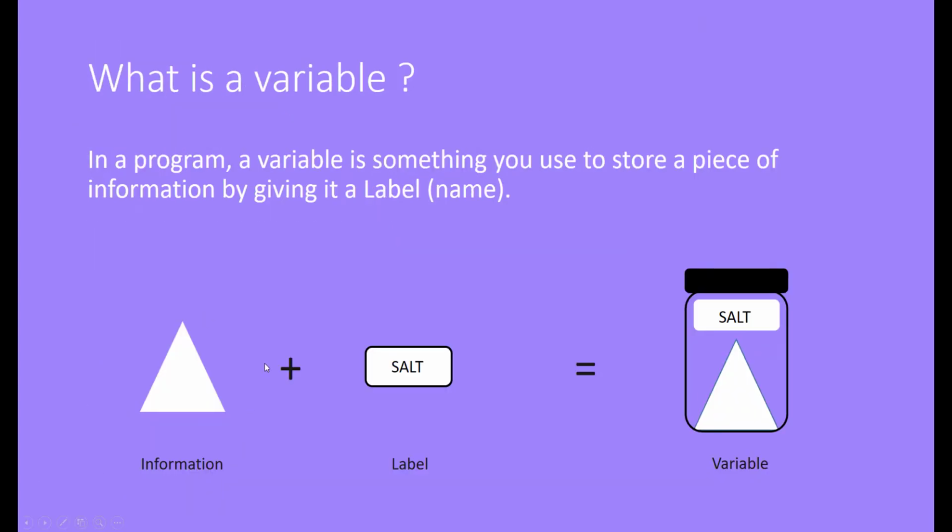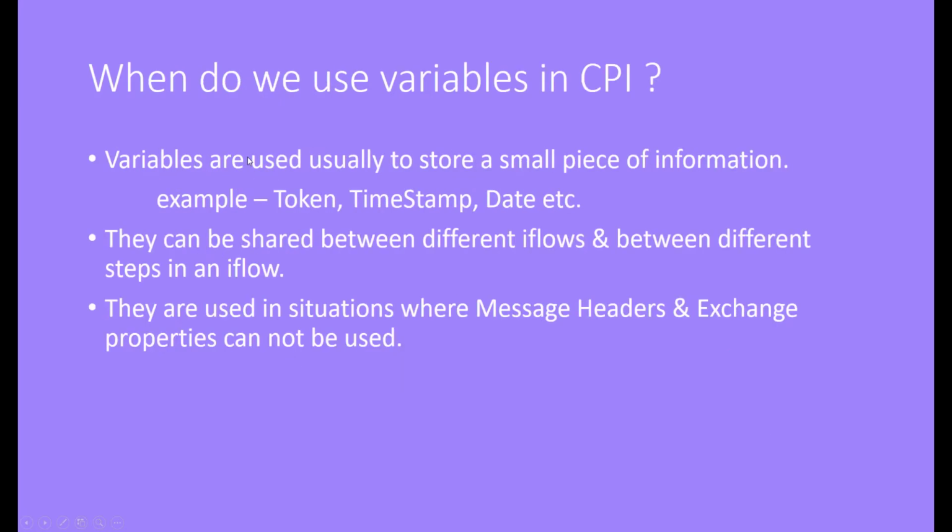When you give a piece of information a name and store it for later use, that's called a variable. This is the best example I could come up with. Forgive my imaginative skills. In CPI, we use a variable to store small pieces of information. Example, a token, a timestamp, a date, etc. The small piece of information stored as a variable can be shared between different iflows and between different steps in an iflow, but only in situations where exchange properties and message headers are completely useless.